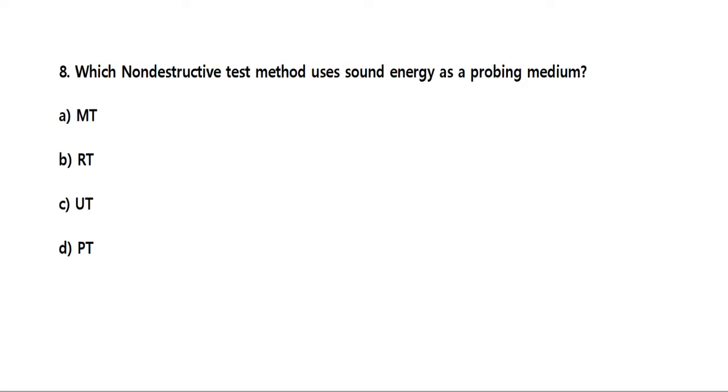Number 8, which non-destructive test method uses sound energy as a probing medium? The right answer is C, because UT is ultrasonic test, and ultrasonic is the sound that human beings cannot hear. So anyway, the sound energy is UT. MT is magnetic energy, RT is radiographic, and PT does not use energy but capillary action. So the right answer is C.